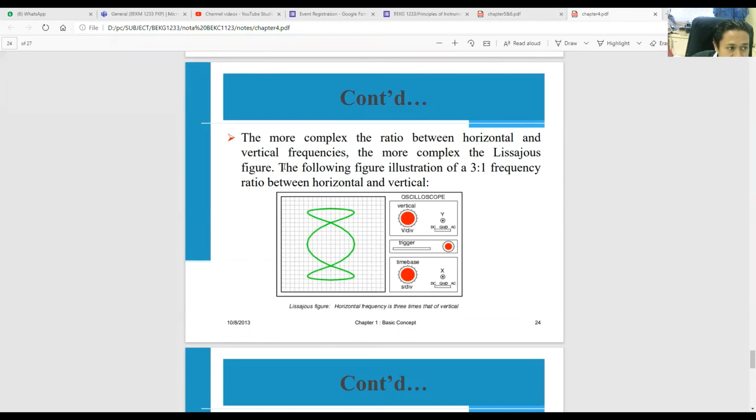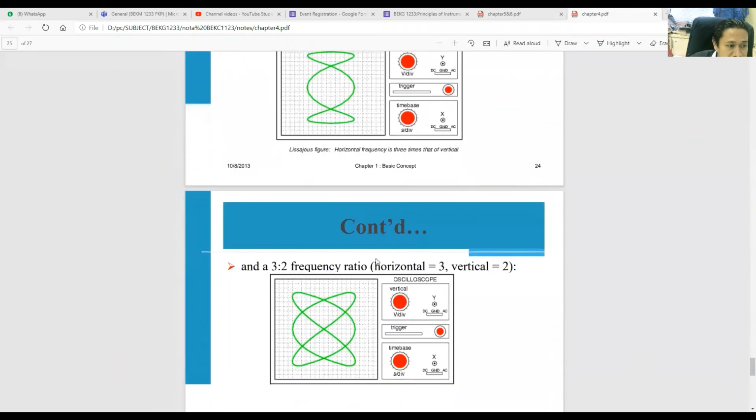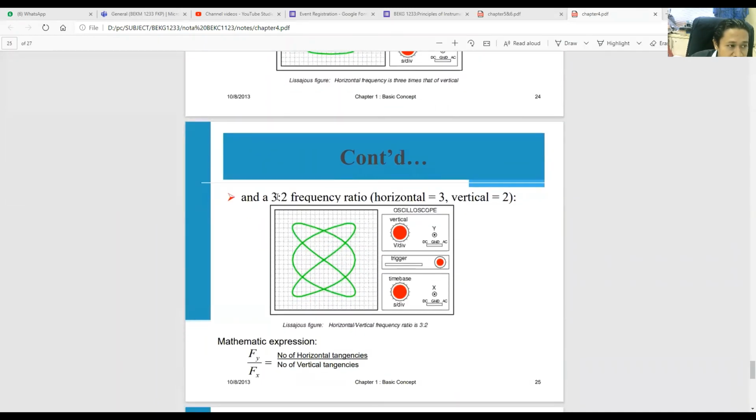Another shape. The following figure illustrates a three to one frequency ratio between the horizontal and vertical, one and three, 3 and 1 frequency ratio. So we can get this Lissajous figure. For example, if we have a three to two frequency ratio, that means horizontal is 3 and vertical is 2, so we can get this one. This is what we call the Lissajous figure.